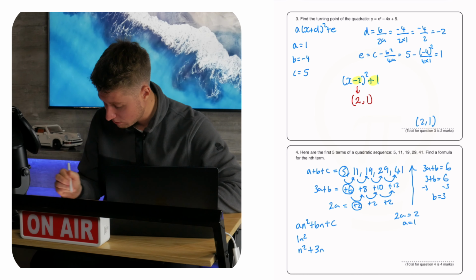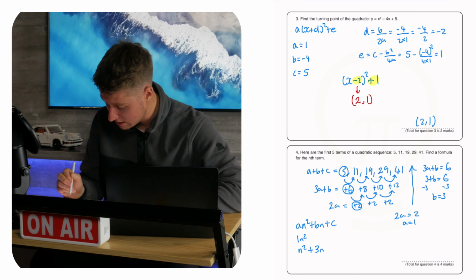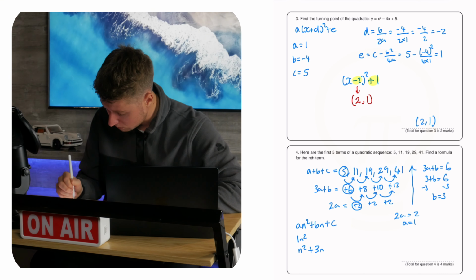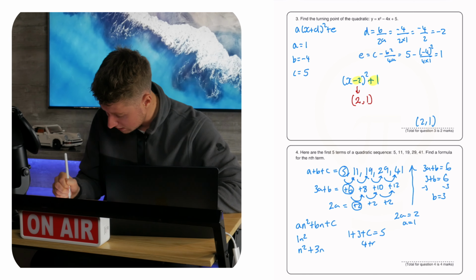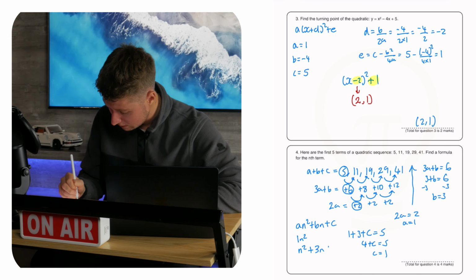And then to get c, we've got a plus b plus c is equal to 5. So a is 1, plus b, which is 3, plus c equals 5. So 4 plus c equals 5. So that means c must equal 1. So therefore, our final answer is n squared plus 3n plus 1.